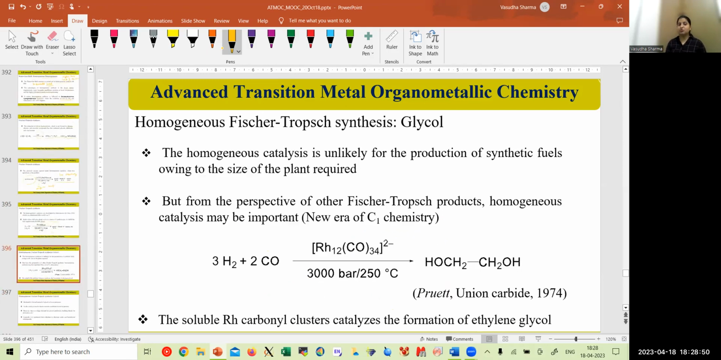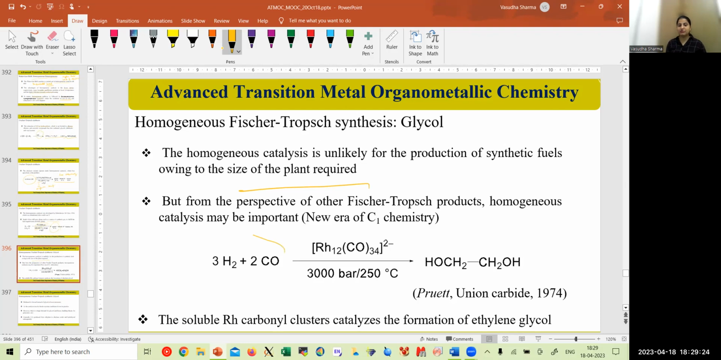Now, if we talk about the homogeneous thing, what could be the best possible catalyst that has come into the picture? The homogeneous catalysis is unlikely for the production of synthetic fuels owing to the size of the plant required. The main point that I told, for industrial application we cannot just rely on the homogeneous because the productivity is somewhat less, and heterogeneous catalysts do provide a large amount of the product. But from the perspective of other Fischer-Tropsch products, homogeneous catalysis may be an important area where C1 chemistry is looked into.